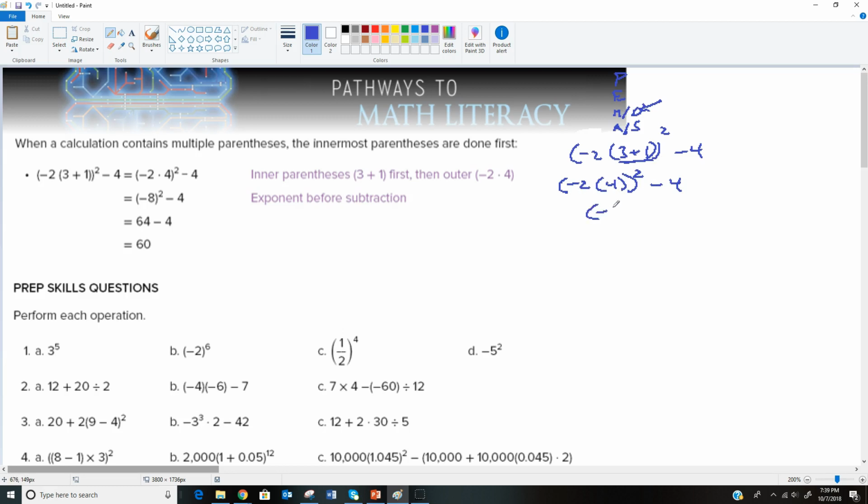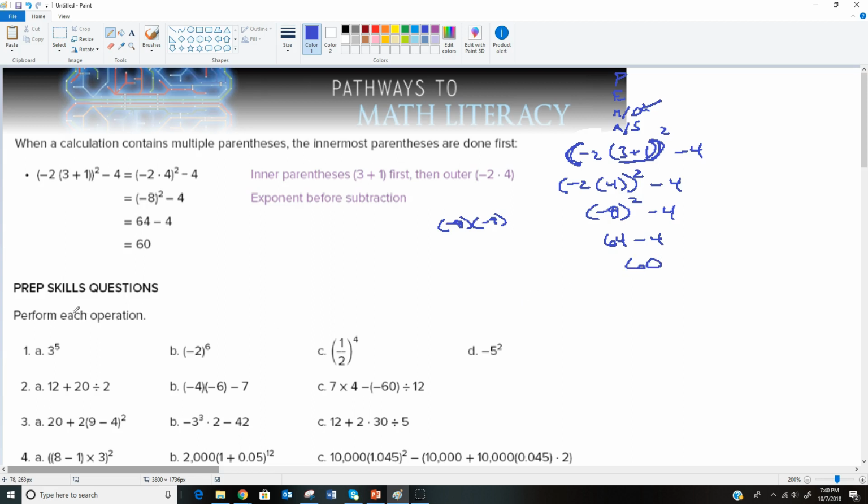So inside here we have -8 squared minus 4. And now we finally got rid of that parentheses that was there on the outside, this one here. And now we can move on and do the exponent. So the exponent is squared. So -8 squared is 64, because remember that's -8 times -8. So a negative times negative is going to give us a positive. 64 minus 4, and then we get 60 from that.